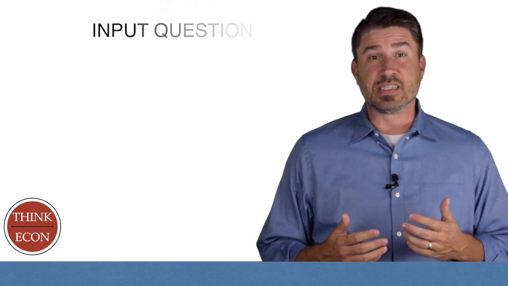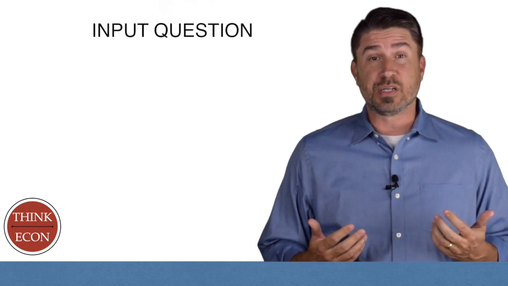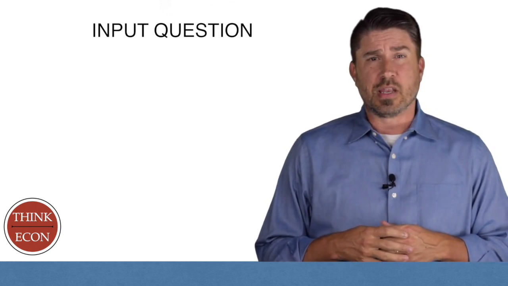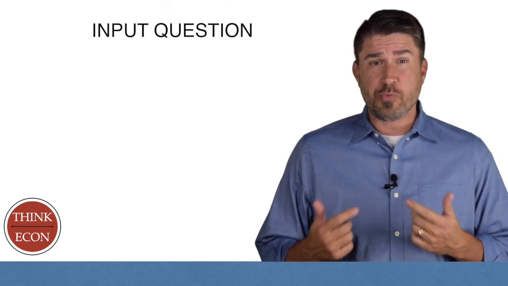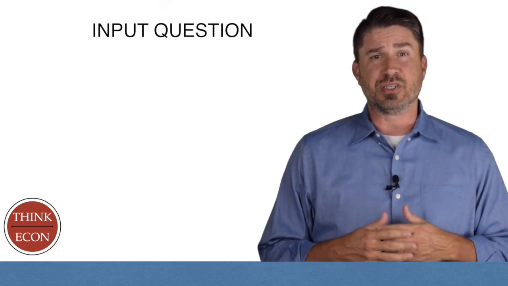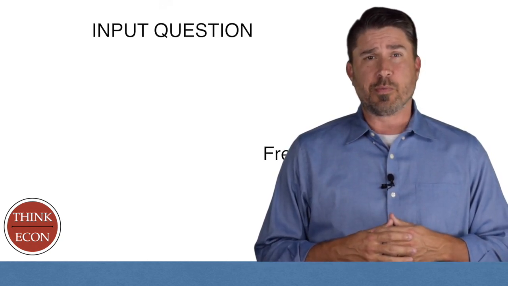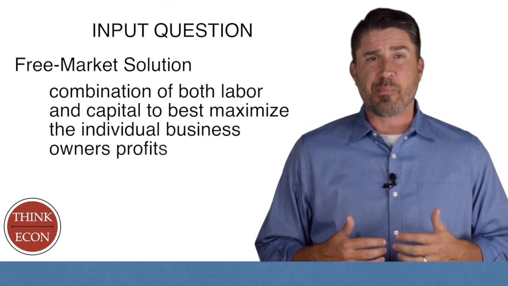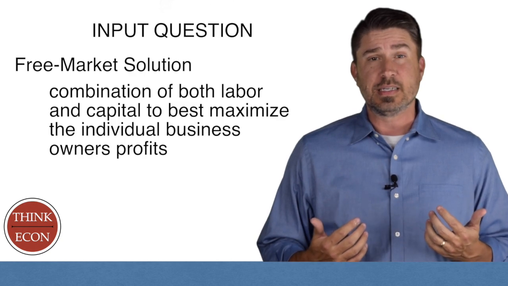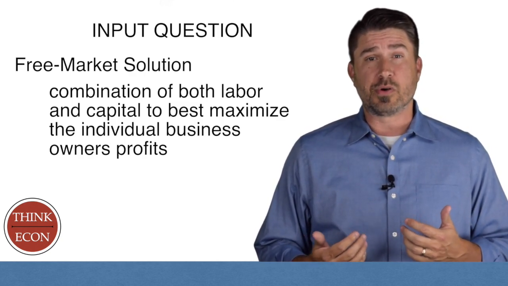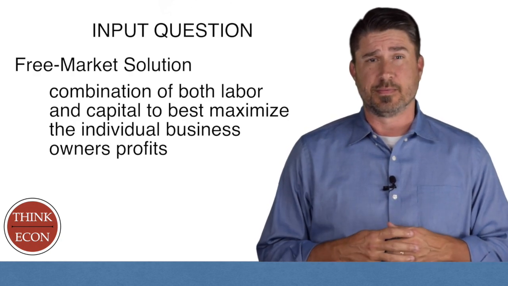The next question is the input question, or how will the nation produce its goods? Economies have two choices: either labor-intensive production, that's human capital or human labor, and capital-intensive production like machines. The free market would allow the business to use a combination of labor and capital that best benefits the individual business. In other words, what combination allows the individual business owner to maximize their profits?